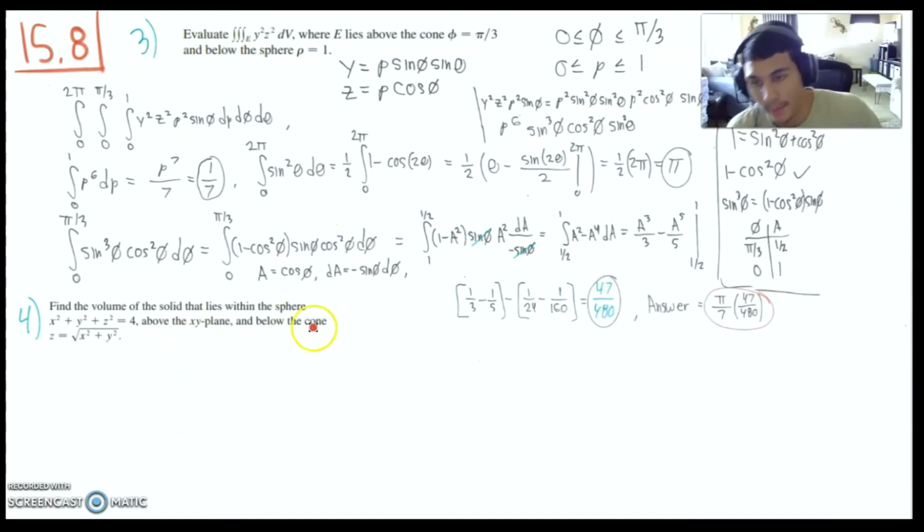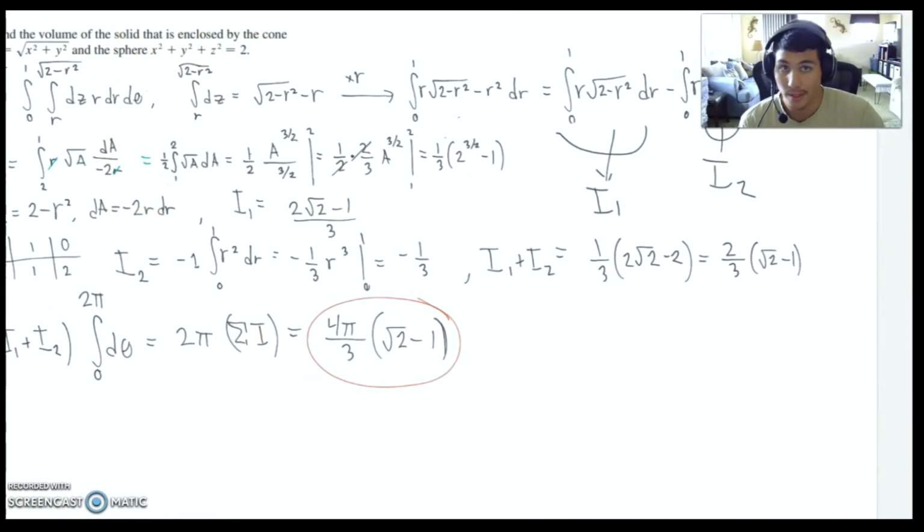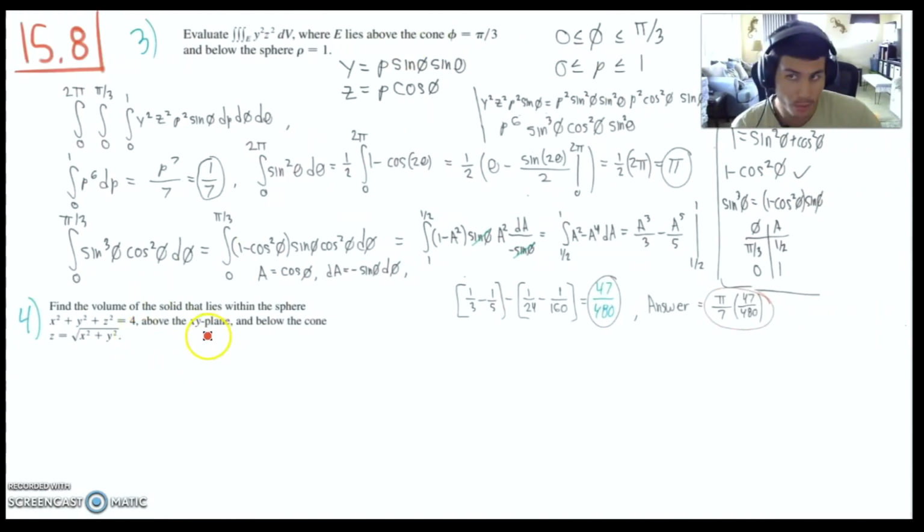Okay, next problem. Look at this. We have a sphere, and it's above the xy plane and below this cone. And we want to find the volume within those. Doesn't that problem look kind of similar to, I believe, this problem? Yeah, it's nearly identical. Now, notice we used cylindrical coordinates for this one. I would argue that we could have used spherical coordinates for this one. I could argue that we could use cylindrical coordinates, but we're going to use spherical coordinates for this one.